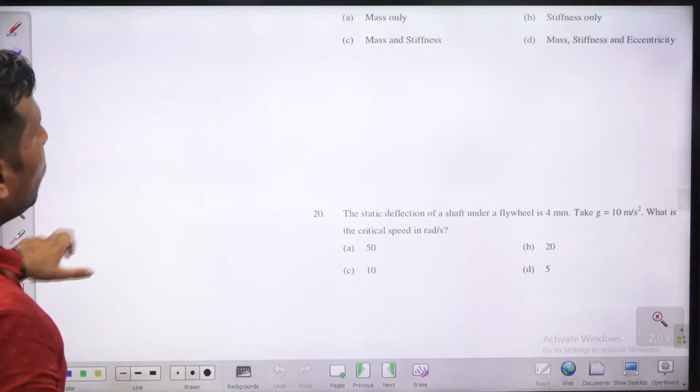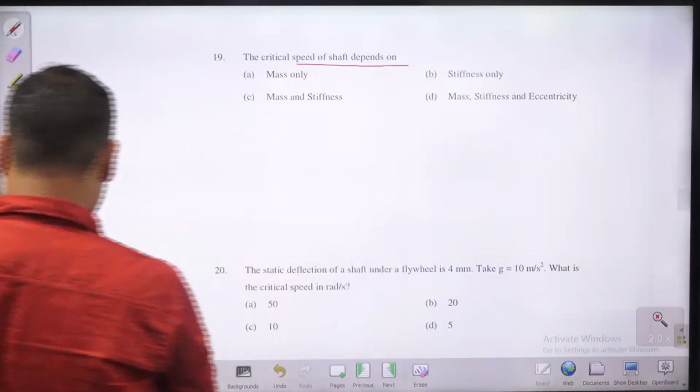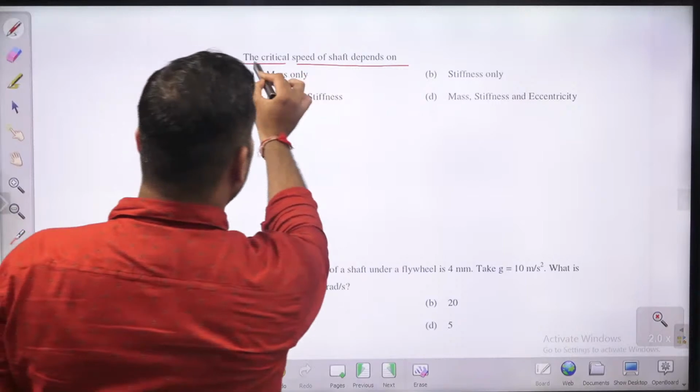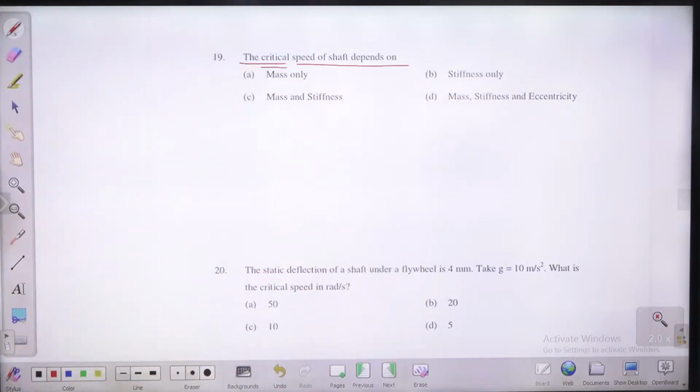Similar kind of question. Now what is it asking you? The critical speed of a shaft depends on: mass, stiffness, mass, stiffness and eccentricity. The critical speed of shaft depends on, try to answer, guys. The critical speed of shaft depends on what, children?